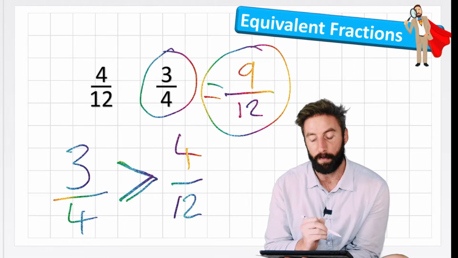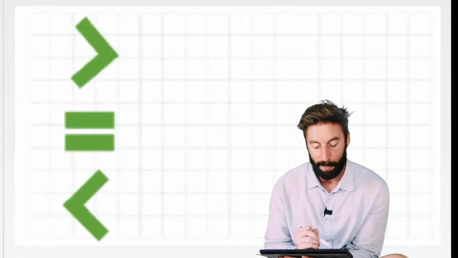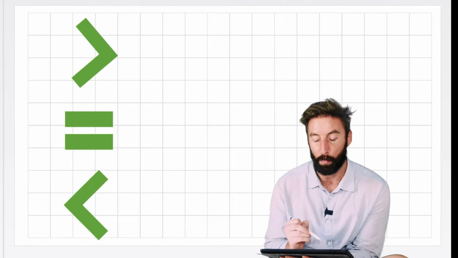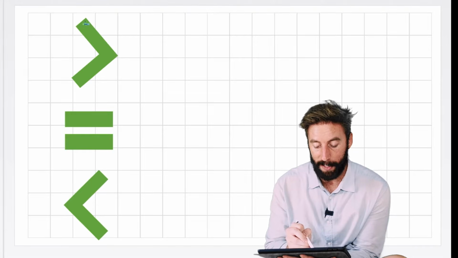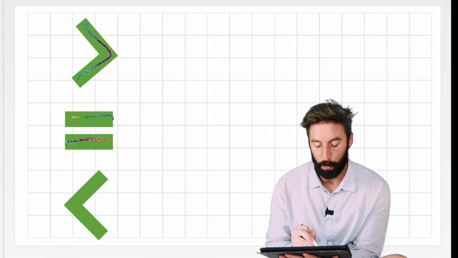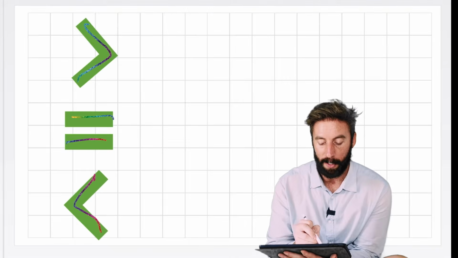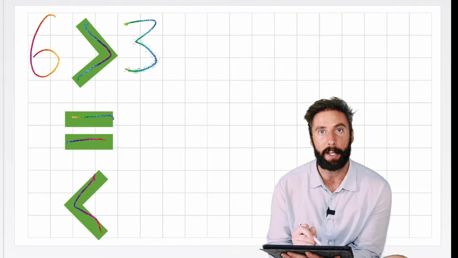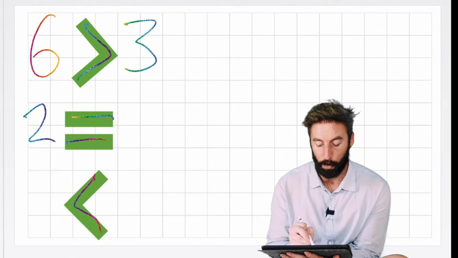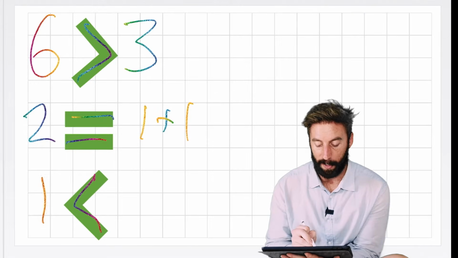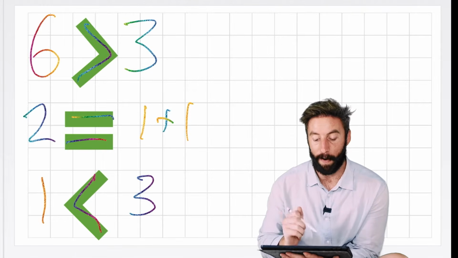If you saw the previous video, you will realize that that means greater than, but we have three symbols that are very important when we're comparing. We have the greater than symbol, the equal to, or the less than. These work a little bit like this. I'll do this very quickly. 6 would be greater than 3, 2 would be equal to 1 plus 1, and 1 is less than 3. So that's just a very quick look at that.